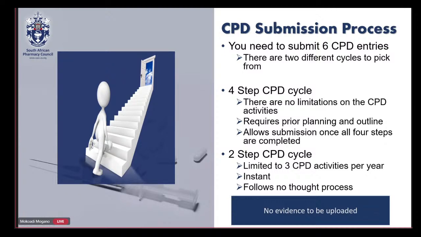But this one, the 2-step CPD cycle, is limited to 3 CPD activities per year. So it's a maximum of 3. So you may record 3 CPD activities following the 2-step, but the balance then would have to be the 4-step. All right, so it's up to you. So that is the maximum of 3 CPD activities for the 2-step CPD cycle.